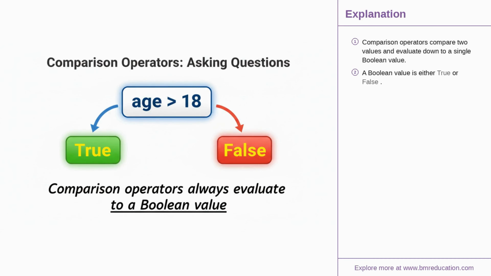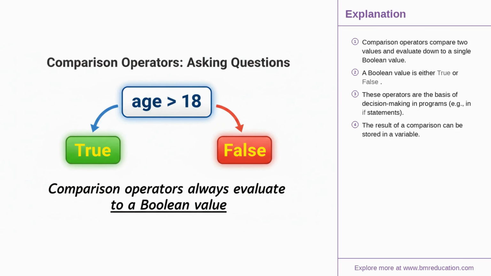Now that we can do math and store values, it's time to give our programs a brain. We need to ask questions and make decisions. This is the job of comparison operators. Instead of a number, they return one of two answers, true or false. These special values are called Booleans, and they are the foundation of all logic.